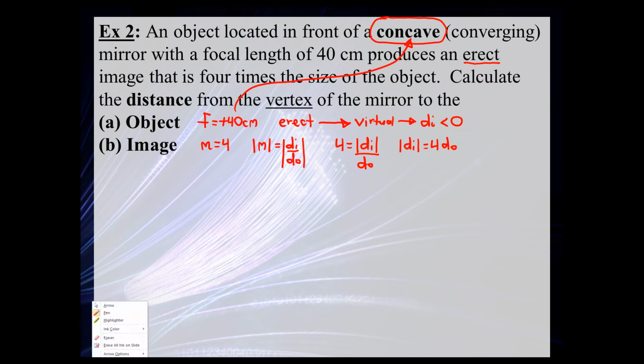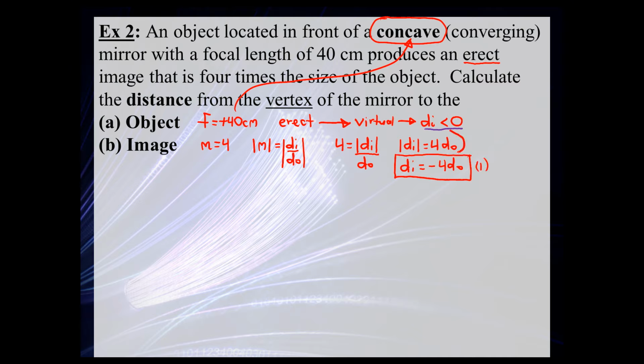Now, here's where I need to use that important piece of information that tells me that the image is erect. So I just identified if it's an erect image, it's virtual. That means that DI has to be a negative number. So when I drop the magnitude sign, now I need to account for direction. Well, I'm going to write it as negative 4 DO. I'm going to box this, and I'm going to call it equation number 1.